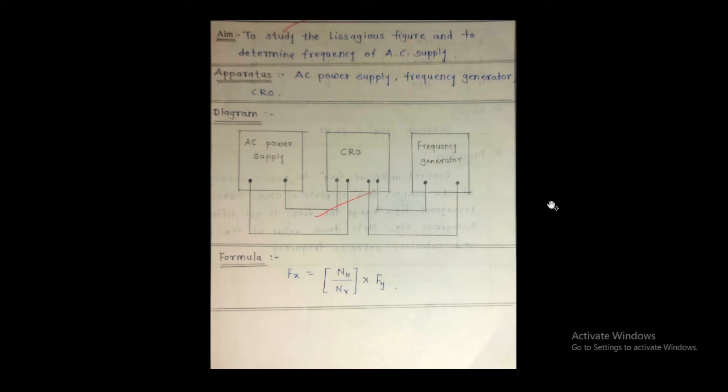Hello students, we see one more practical, that is from group 3, to study the Lissajous figure and to determine the frequency of AC supply. Now you heard the word Lissajous figure. This word is coming from the study of CRO. CRO is cathode ray oscilloscope.